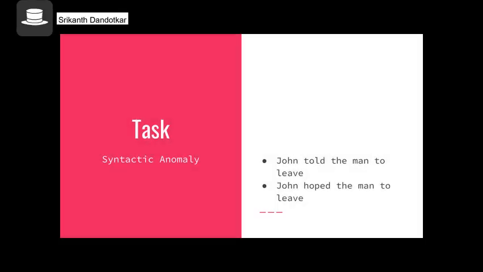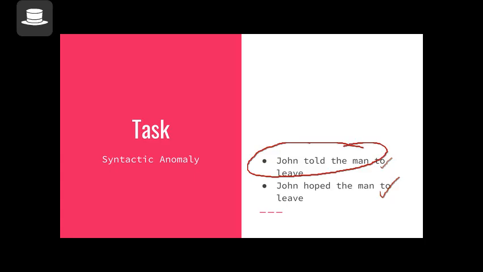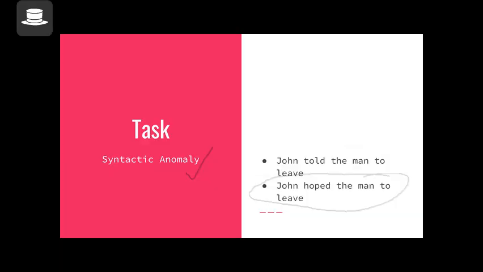Another task, read these two sentences. Participants typically are presented with sentences like John told the man to leave, or John hoped the man to leave. Now, if you look at it, this is grammatically or syntactically correct, but this is not syntactically correct. This is a syntactically anomalous sentence. This is called syntactic anomaly. So you can't say John hoped the man to leave. You can say John hoped the man would leave or something along those lines.